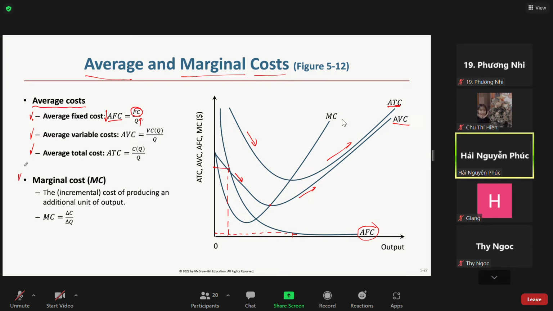Now, what about the marginal cost, MC? We know that by definition, the marginal cost is equal to the change in the total cost divided by the change in the quantity. Yeah, MC equals delta C divided by delta Q. Right? And it tells us about the incremental cost of producing an additional unit of output. Right?